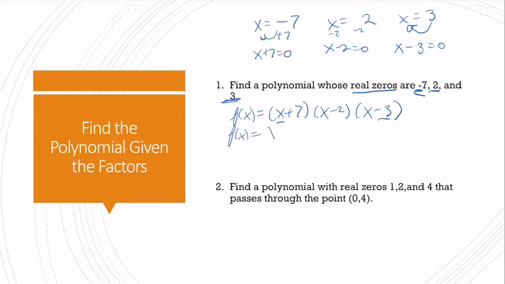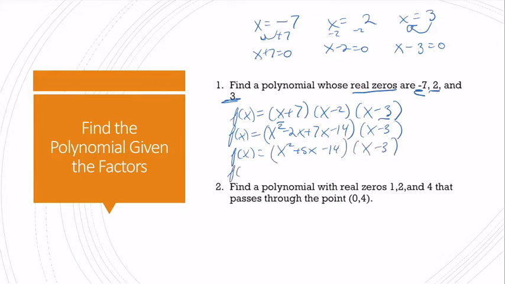I get x squared minus 2x plus 7x minus 14 times x minus 3. So f of x equals x squared plus 5x minus 14 times x minus 3. Now I FOIL again. F of x equals x cubed minus 3x squared plus 5x squared minus 15x minus 14x plus 3 times 14, which is going to be 30 plus 12, which is 42. Cool. Now I need to combine like terms.